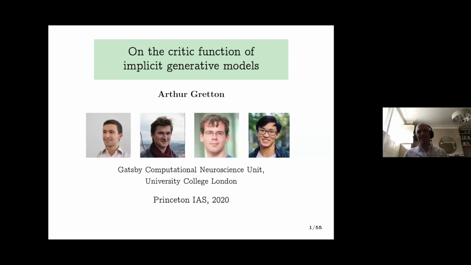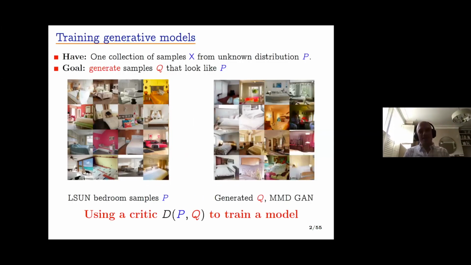Right, so I'll be talking about the critic function of implicit generative models. Broadly speaking, the goal I have in this talk is to train a generative model. Let's say that I have a set of samples X from a distribution P. I don't have the distribution in closed form, but I just have samples from it. In this slide illustration, I have a set of pictures of a bedroom, and I wish to create a generative model which is going to draw samples which will match this target distribution.